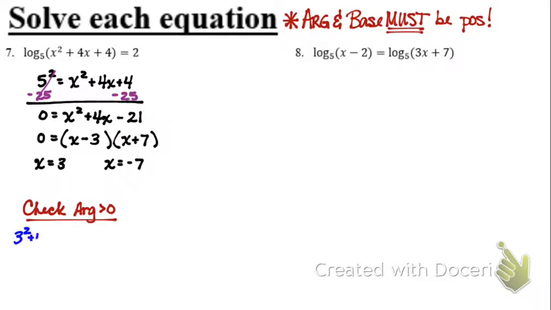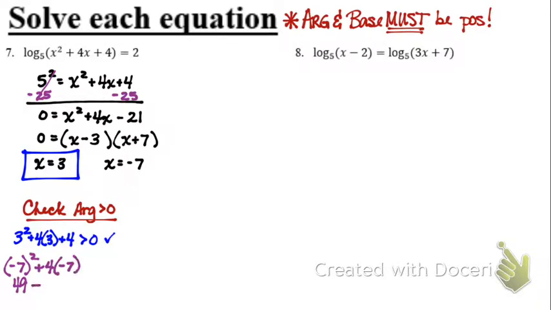3 squared plus 4 times 3 plus 4 is greater than 0. We're good there. What about if I put negative 7 in? Negative 7 squared would give me 49. Plus 4 times negative 7, I'd have minus 28. That's still a positive. And then I add 4 onto it. So we are good with both of our answers. What happens if I find one that makes my argument negative? It's not x. Kick it out. It's extraneous.